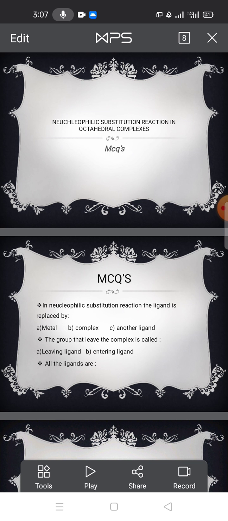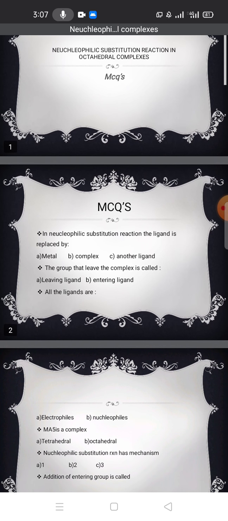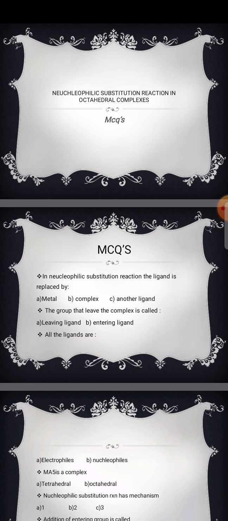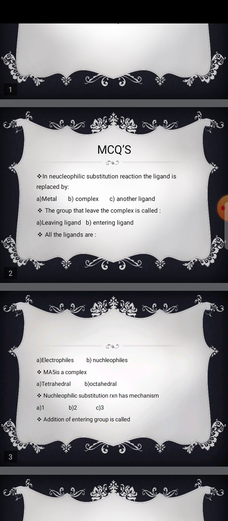First of all, in nucleophilic substitution reaction the ligand is replaced by a metal complex or another ligand? The answer is another ligand. The group that leaves the complex is called leaving group or entering group? The answer is A. All the ligands are electrophiles or nucleophiles? The answer is B. Ma5 is a complex, tetrahedral or octahedral? The answer will be B. Nucleophilic substitution reaction has mechanism 1, 2, 3? The answer will be B.